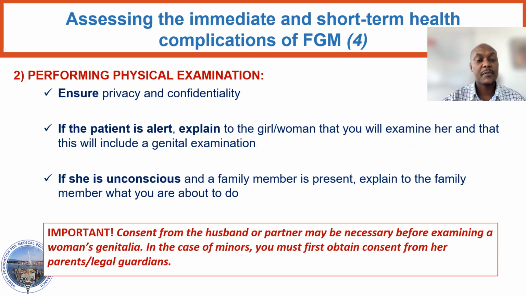The next step in assessment for immediate and short-term health complications of FGM involves performing a physical examination. Like for any other medical condition, you will ensure privacy and confidentiality. If the patient is alert, you will explain to them that you will examine her and that this will involve a genital examination. And if she's unconscious and a family member is present, you will explain to the family member what you're about to do. Important to note that consent from the husband or partner may sometimes be necessary before conducting a genital exam on a woman. In the case of minors, you must first obtain consent from parents or legal guardians.